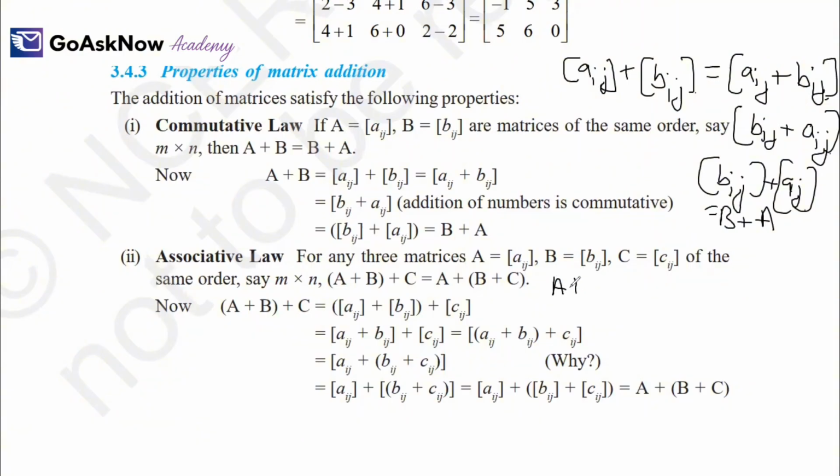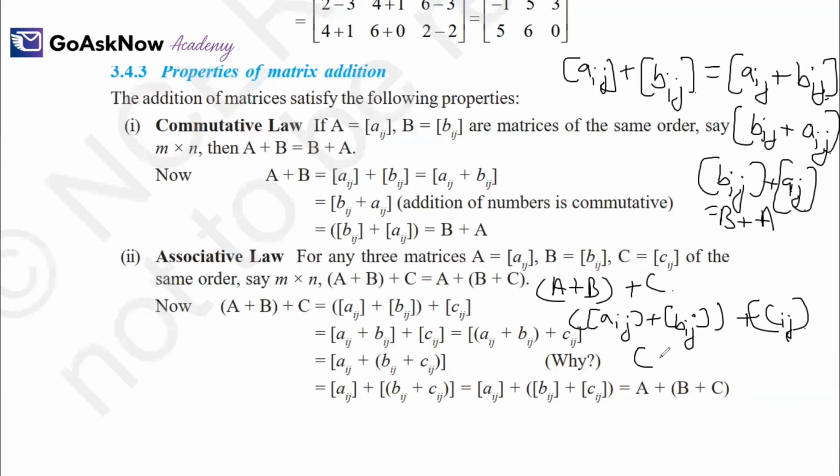So suppose you have A plus B in bracket plus C here. You can write it like what? Aij plus Bij, then in bracket plus Cij. Now you can also write it like Aij plus Bij in bracket plus Cij. Why like this? Because addition is associative, or this is also commutative. The commutative law is used here. You can write it like this.